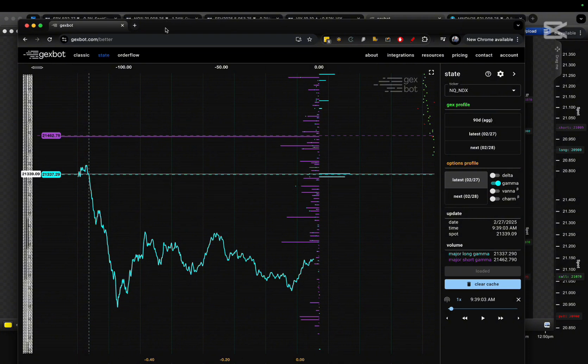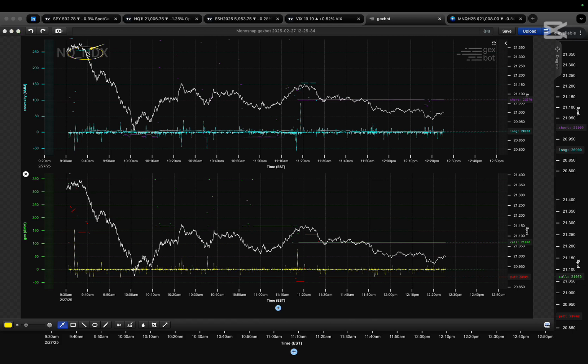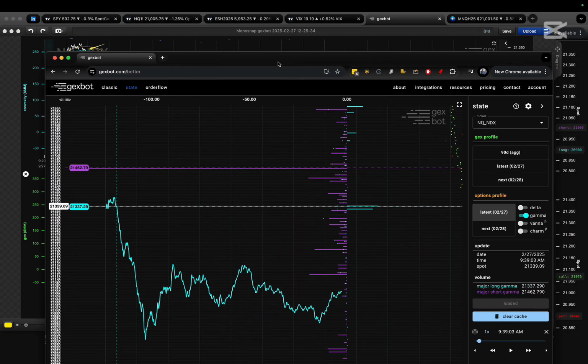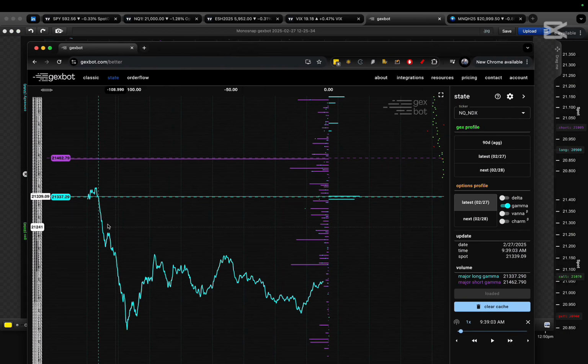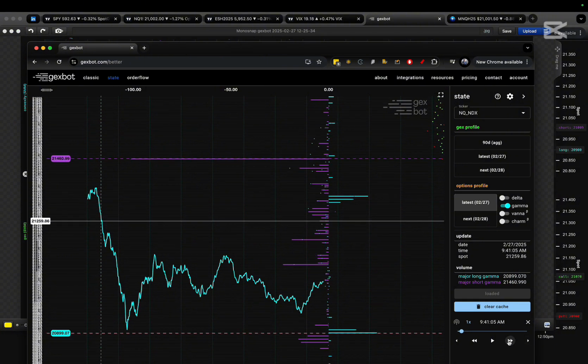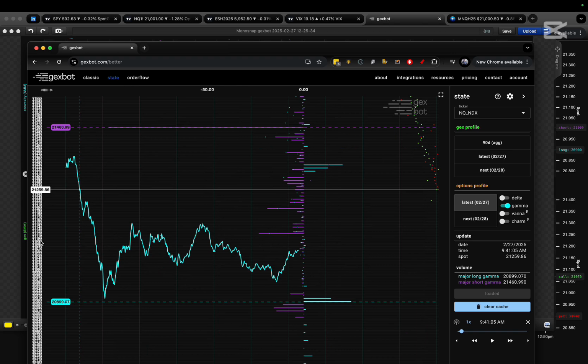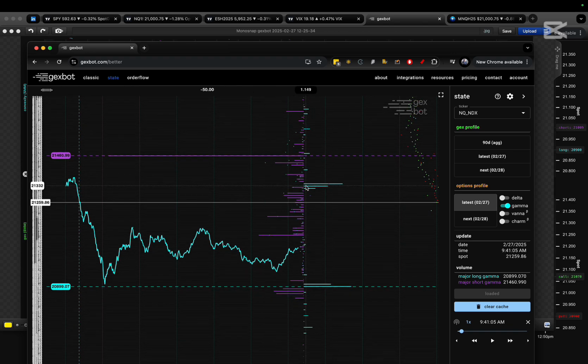So I shorted the market when it broke below here. And as you can see, guys, this is the spot price. The market started to trend nicely, and then we started to see more positioning here, and the market started to go down.